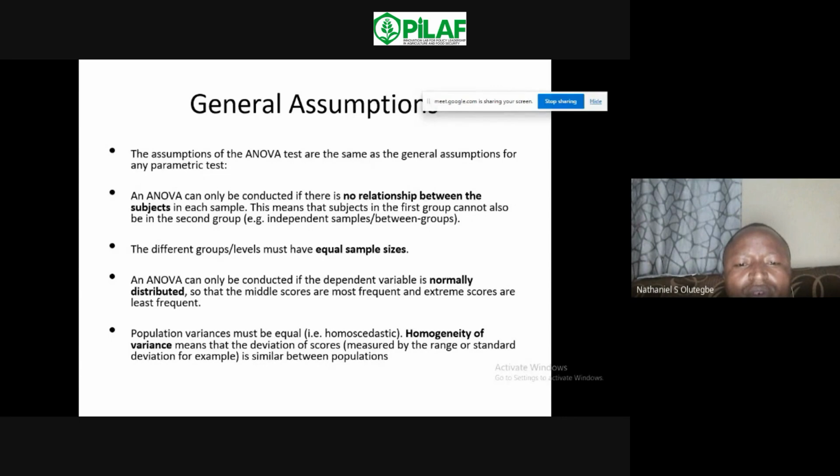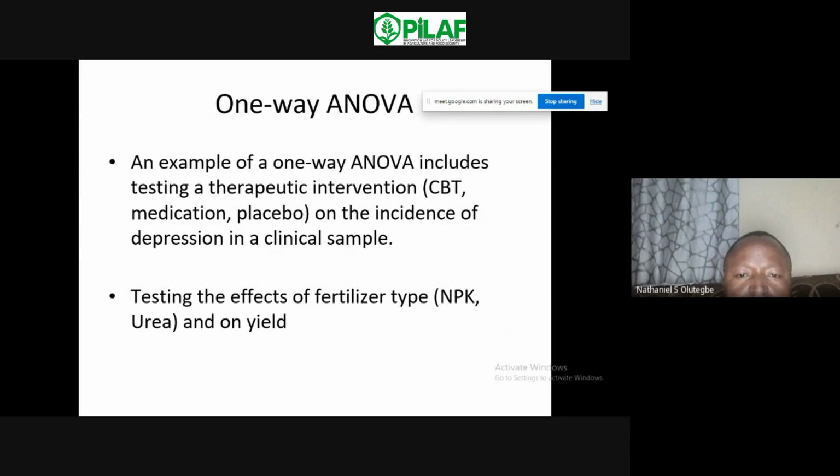ANOVA can only be conducted if the dependent variable is normally distributed, so that the middle scores are most frequent and extreme scores are least frequent. And population variances must be equal. Homogeneity of variance means that the deviation of scores is similar. These are just reminders of many of the things we already know. We may not really pay so much attention to these assumptions in our analysis.